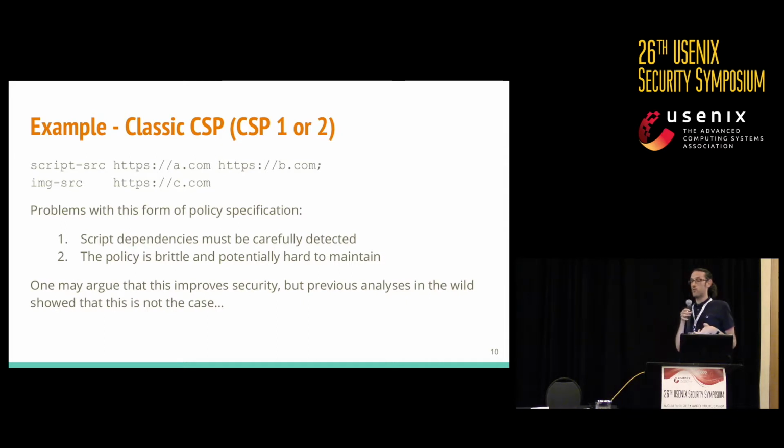What is the problem with this form of policy specification? The obvious problem is that script dependencies may be difficult to detect. But if you want to support them, you have to carefully detect them using this approach. And the second point, which is annoying, is that the policy you end up producing is brittle and potentially hard to maintain, because any change in the script I retrieve from a.com calls for a similar adaptation of the policy which is inside my own page. So I have to change my policy to account for something which is not under my control anymore.